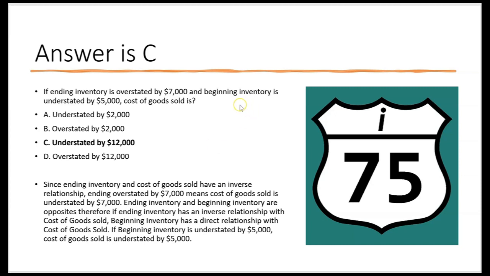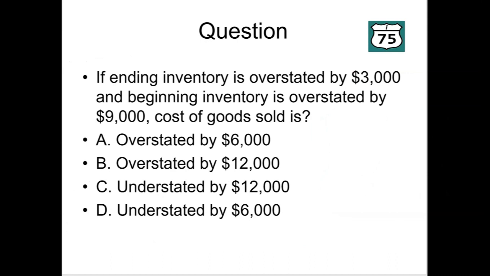Now let's look at beginning inventory. Beginning inventory is understated by 5,000. And we said that beginning inventory has a direct relationship with cost of goods sold. So now cost of goods sold must be understated by an additional 5,000, which makes cost of goods sold understated by 12,000. The answer is C. All right, let's try this one. If ending inventory is overstated by 3,000 and beginning inventory is overstated by 9,000, cost of goods sold is what?